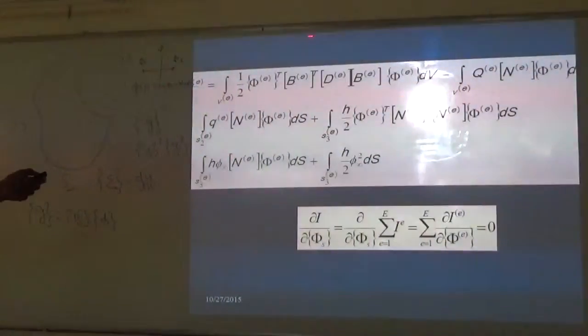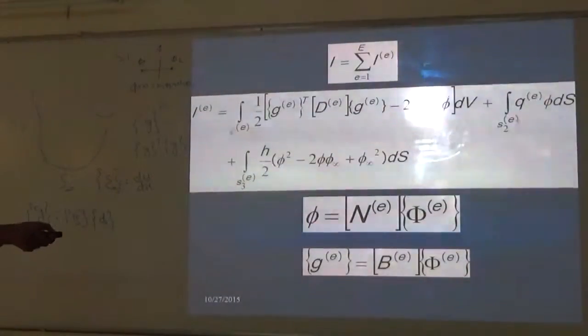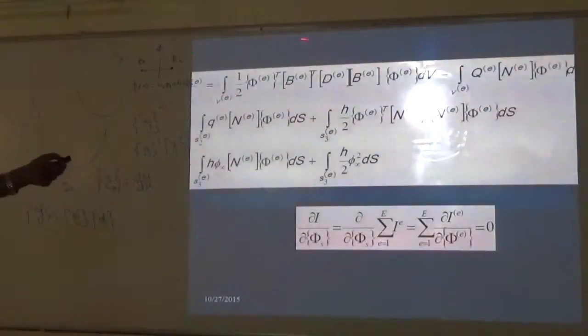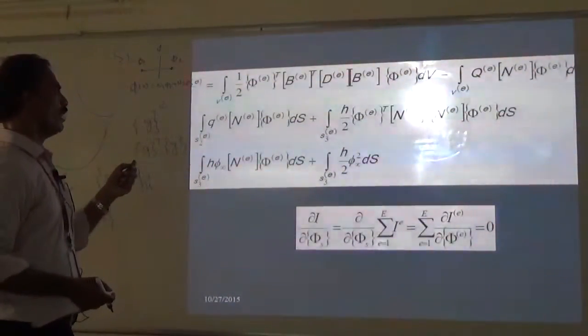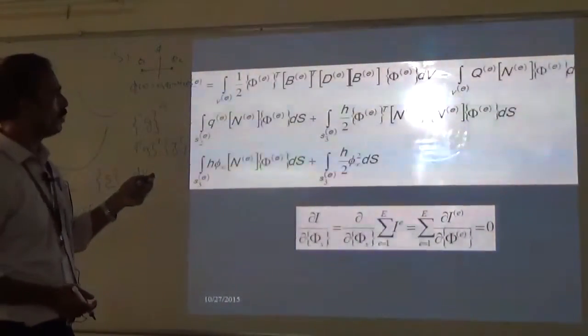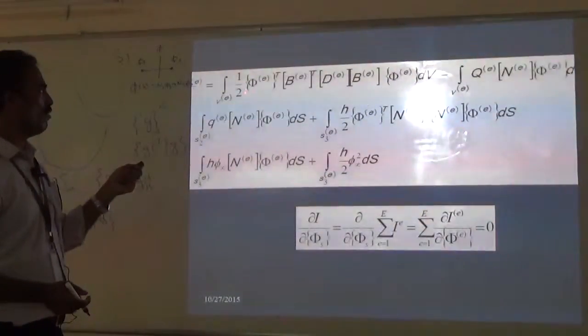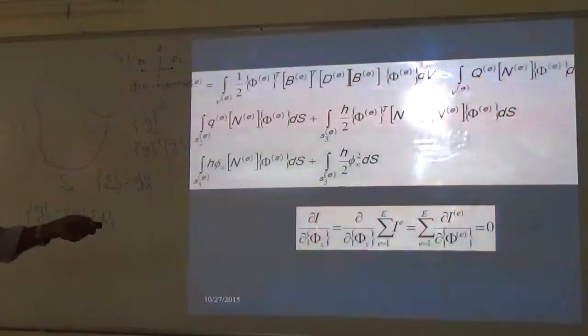Now this equation turns into a very big equation. The simple thing is: wherever phi is there, you write it in terms of N into phi, and wherever G is there, you write B into phi. The equation then turns into a very big equation in terms of nodal unknowns. Now, to minimize this, we know that for a stable equilibrium, the functional has to be minimum. So for minimization, you differentiate with respect to phi, in fact with respect to the system degrees of freedom.